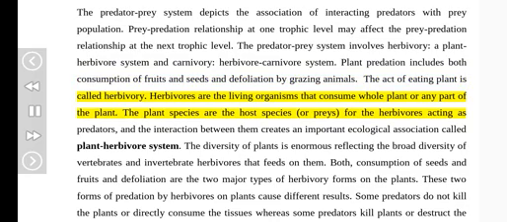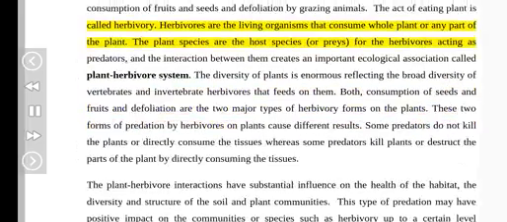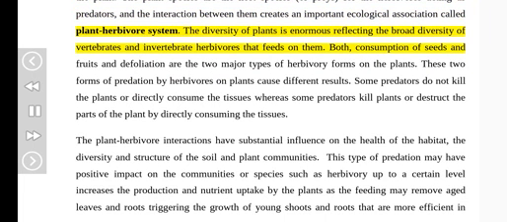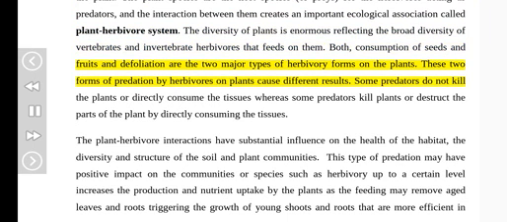Herbivores are the living organisms that consume the whole plant or any part of the plant. The plant species are the host species or prey for the herbivores acting as predators, and the interaction between them creates an important ecological association called the plant-herbivore system. The diversity of plants is enormous, reflecting the broad diversity of vertebrate and invertebrate herbivores that feed on them. Both consumption of seeds and fruits and defoliation are the two major types of herbivory on the plants. These two forms of predation by herbivores on plants cause different results.